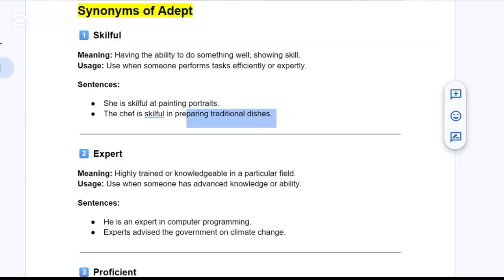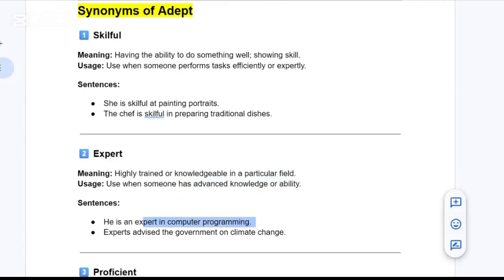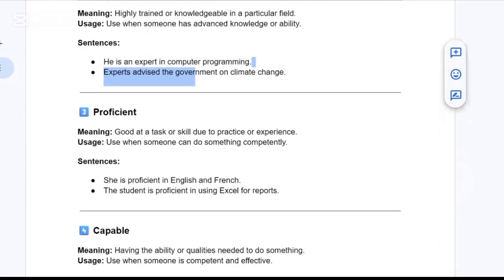Expert: highly trained or knowledgeable in a particular field. Used when someone has advanced knowledge or ability. He is an expert in computer programming. Experts advise the government on climate change.